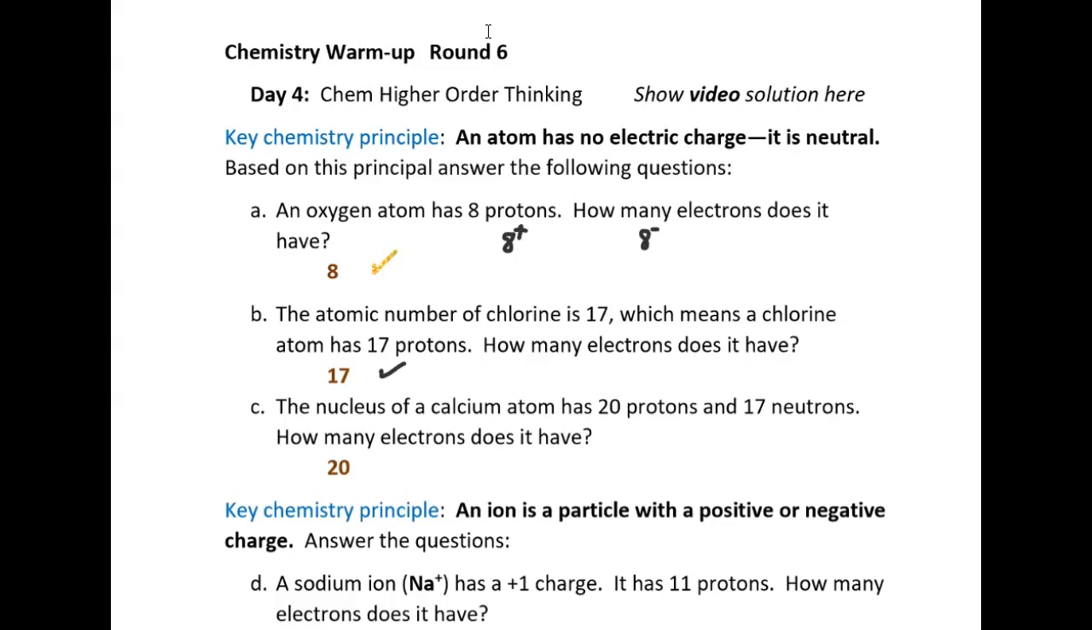If there are 17 protons, then the total positive charge in the nucleus of the atom is 17. If there were 17 electrons, then around the nucleus, the total negative charge is negative 17. Positive 17 plus negative 17 adds up to 0, a neutral atom.